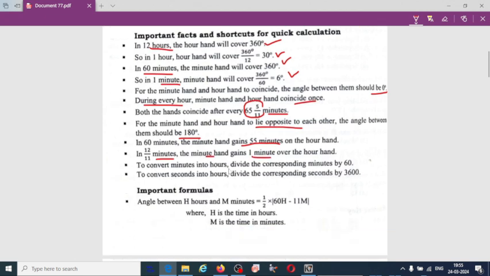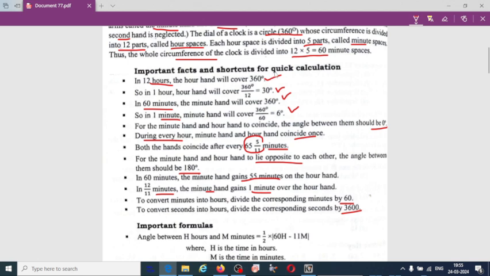To convert minute into hour, we should divide by 60. To convert second into hours, we should divide it by 3600. So these are the shortcut points you should remember to solve the clock problems.